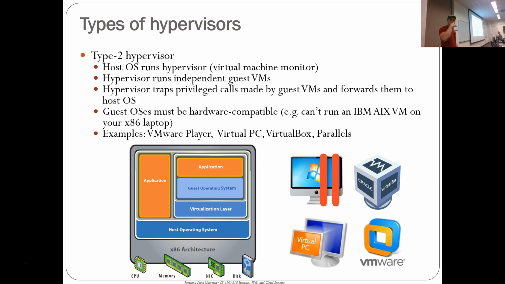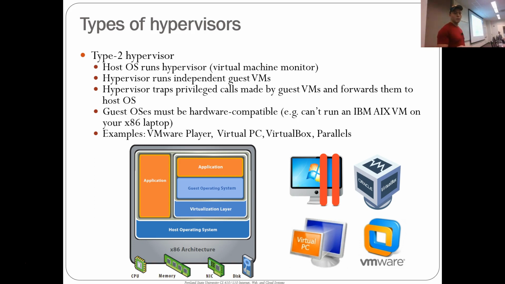Okay? And so all of those privileged calls made by the guest VMs will eventually get forwarded to the host operating system. One of the issues with this is that the actual guest operating system that you run has to be hardware compatible. So in this case, they all have to be x86 based operating systems for you to run that virtual machine on top of the host operating system, or this particular machine, which is also x86.